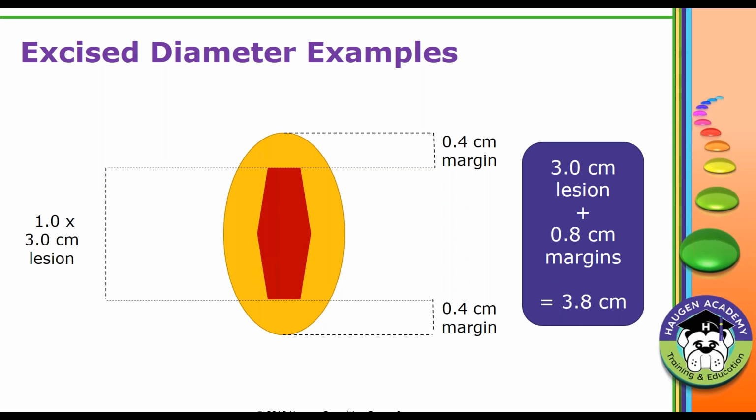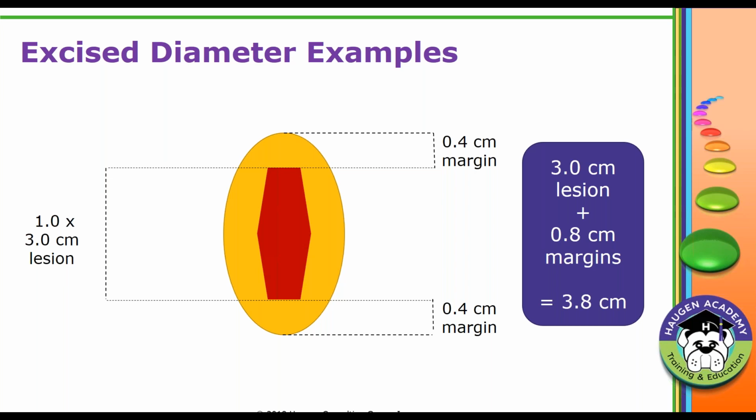The sizes in your CPT book are all in centimeters. So I know every once in a while I'll see measurements done in millimeters, so always remember to convert those over to centimeters if you're seeing that in your note. Sometimes the notes will give you measurements. So they'll say it's, in this instance, a 1 by 3 centimeter lesion.